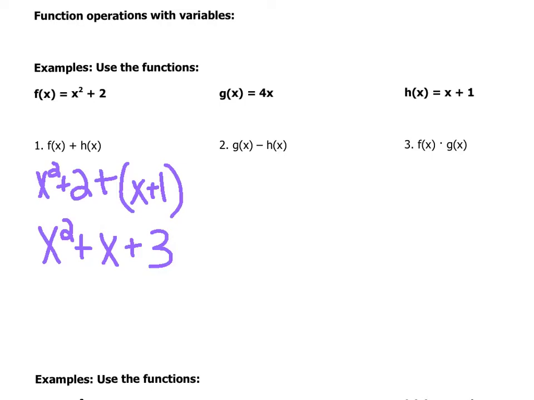G of x minus h of x. So look at g of x, it's 4x. Minus h of x, now we want to subtract that whole function, x plus 1. It's very important that I put that in parentheses. Why? I'm subtracting that whole quantity, and what happens with that subtraction sign? That's outside of the parentheses.